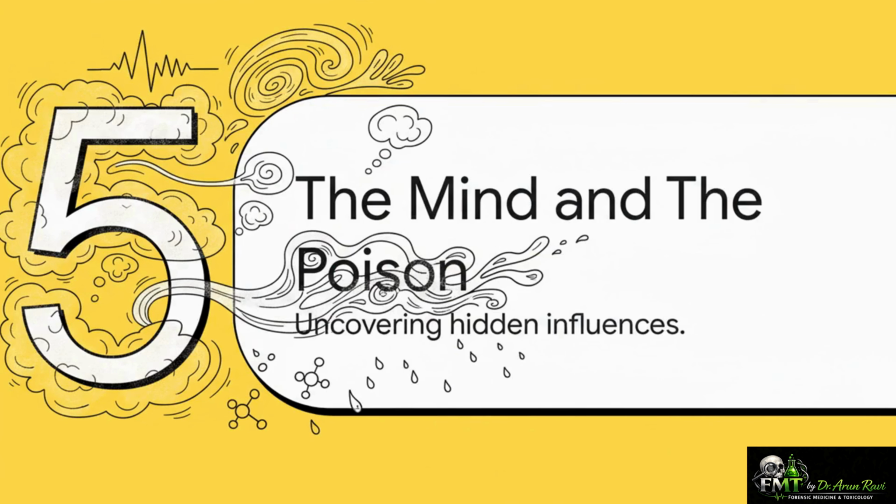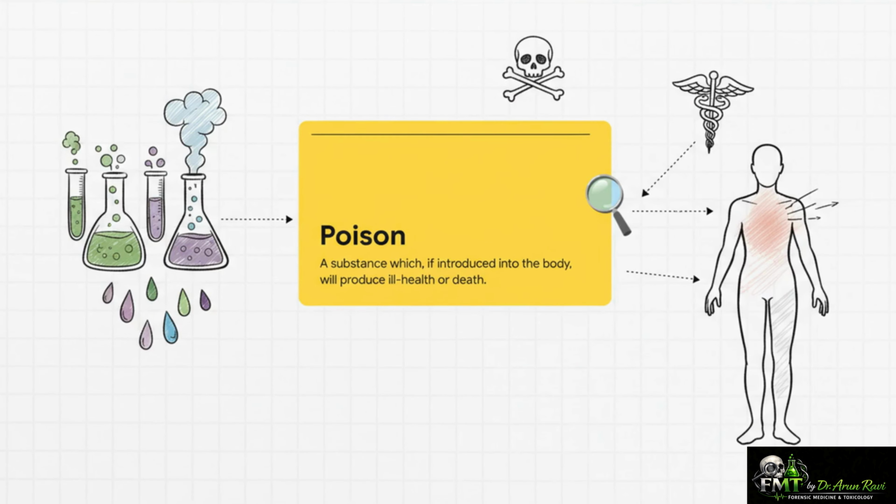Okay, for our final section, we're going to look at the invisible evidence. We're talking about the substances and the states of mind that can have a huge impact on a case, starting with the world of toxicology. The definition of a poison is actually way broader than you might think. It's pretty much any substance, whether it's a solid, liquid, or gas, that can cause harm or death when it gets into your body. That simple idea is the foundation for the entire field of toxicology.